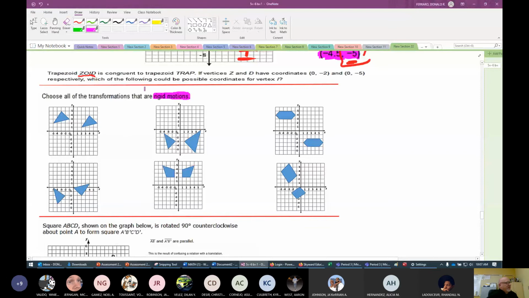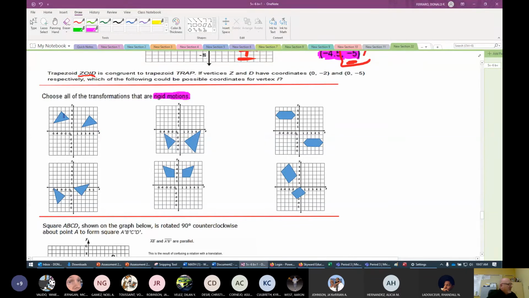And anytime I say something 3 times in a row, it's something to write down. Anytime we have a rigid transformation, the shapes stay the same. They are congruent.